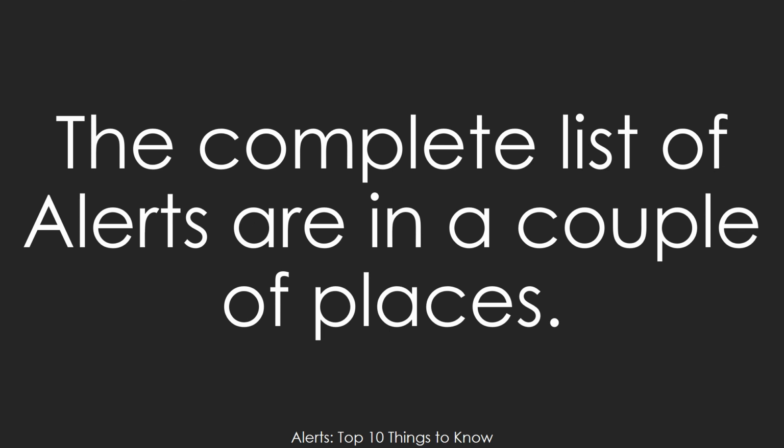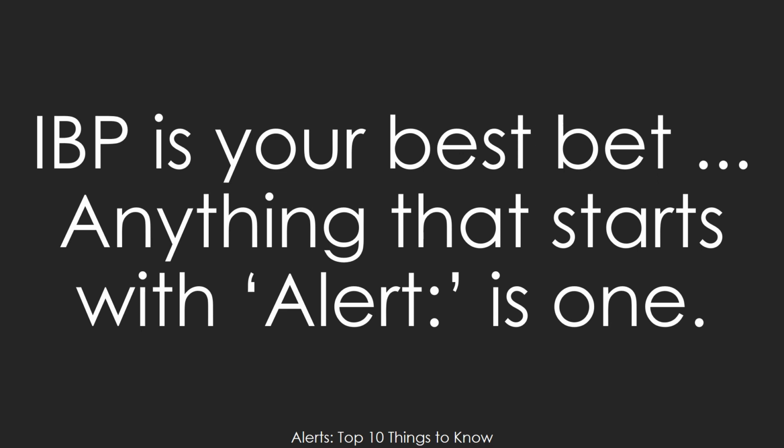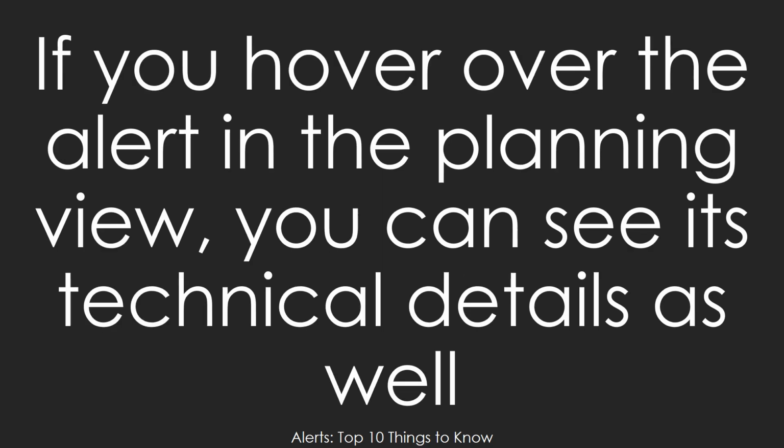Number 10. The complete list of alerts are in a couple of places. IBP is your best bet. Anything that starts with alert: is one. If you hover over the alert in the planning view, you can see its technical details as well.